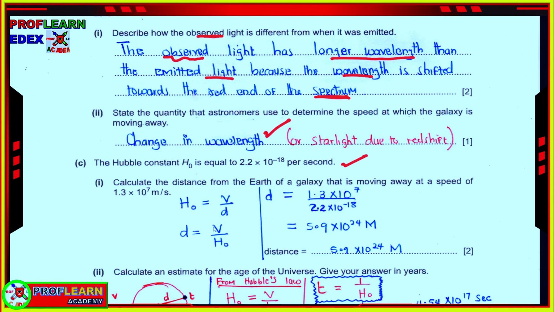You can rearrange this formula and this becomes the main formula you are going to use. And substituting, you have to check the units that are here and the units that we have. So they are okay, then you can substitute into the formula and get 5.9 times 10 to the power 24 meters.